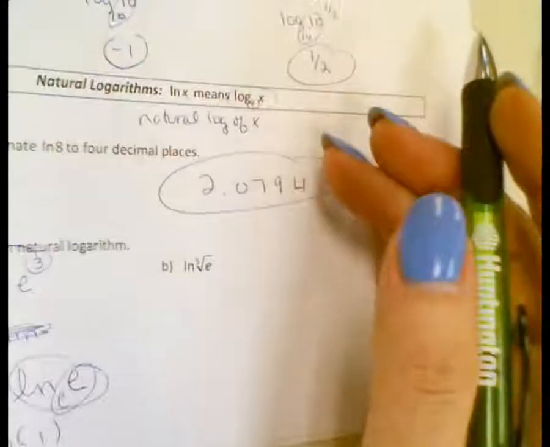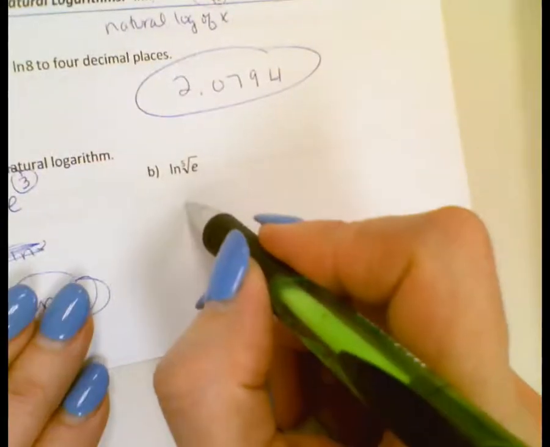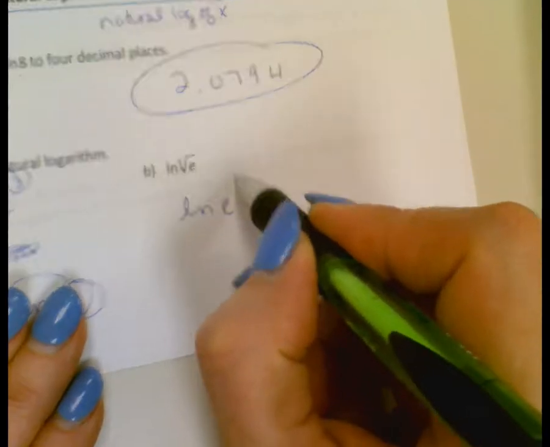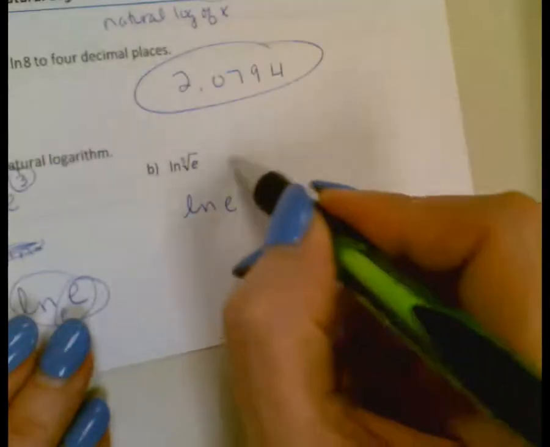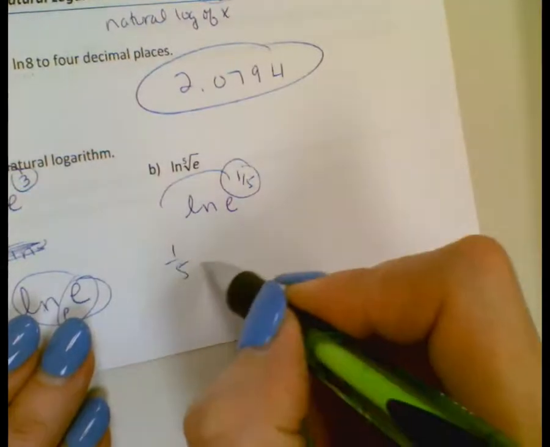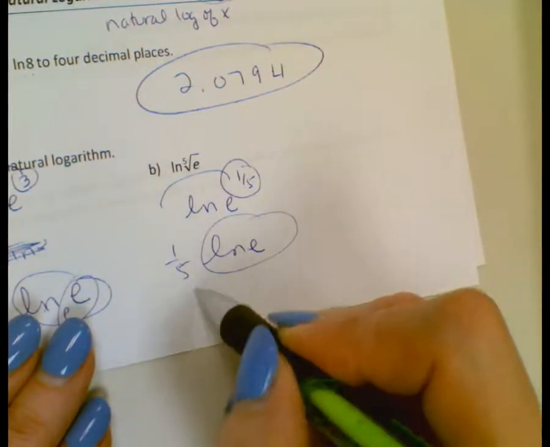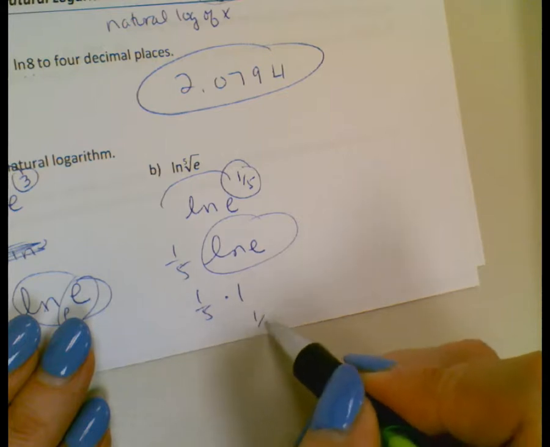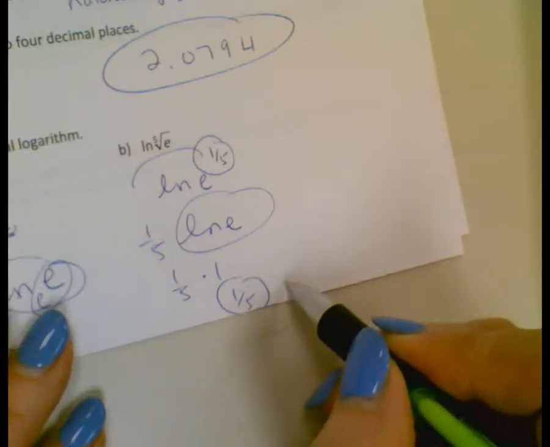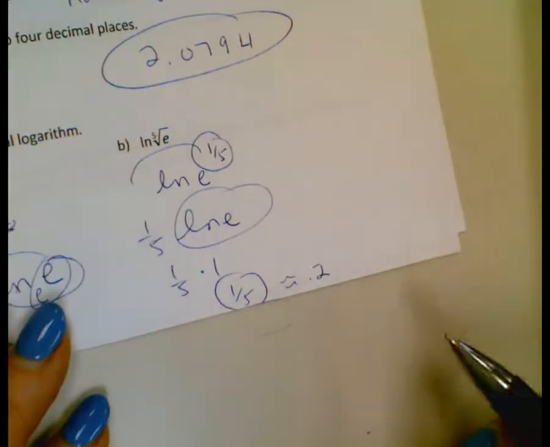All right, and then b is natural log of e to the 1/5. You should make that a fractional exponent. So I'm going to bring this out front: 1/5 of natural log of e. Natural log of e is 1. So 1/5 times 1 is 1/5. Now 1/5 is approximately 0.2 as a decimal.